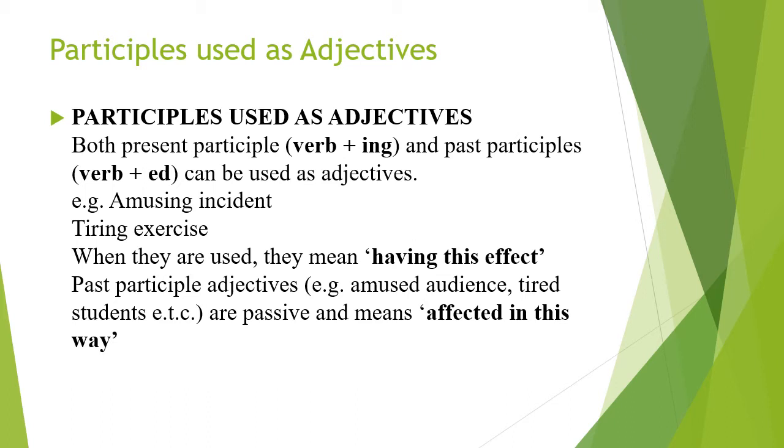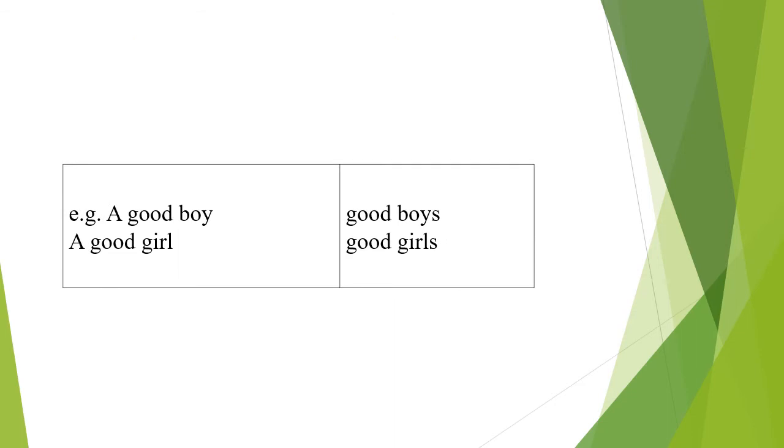So we want to look at participles as adjectives. Participles are used as adjectives, both present participle and past participle. For the present participle, you have verb plus ing, and in past participles you have verb plus ed. For example, we can have amusing accident, and when they are used as present participle adjectives, they mean having these effects. For past participle adjectives, we can have an example: amused audience, and they are passive and they simply mean affected in this way.